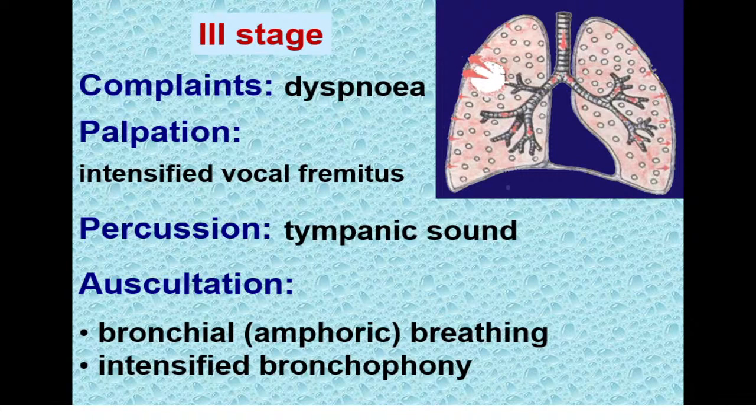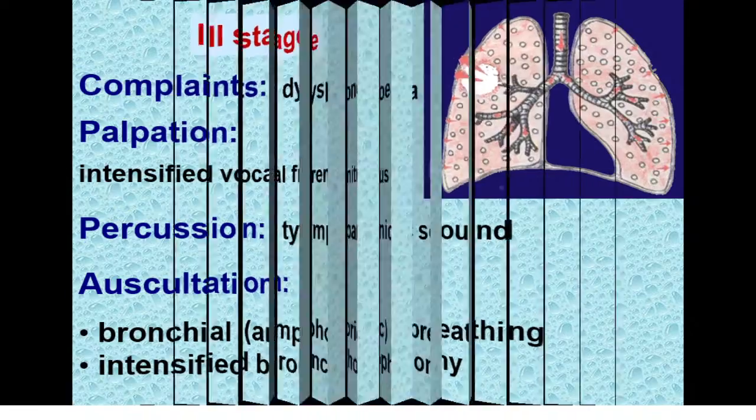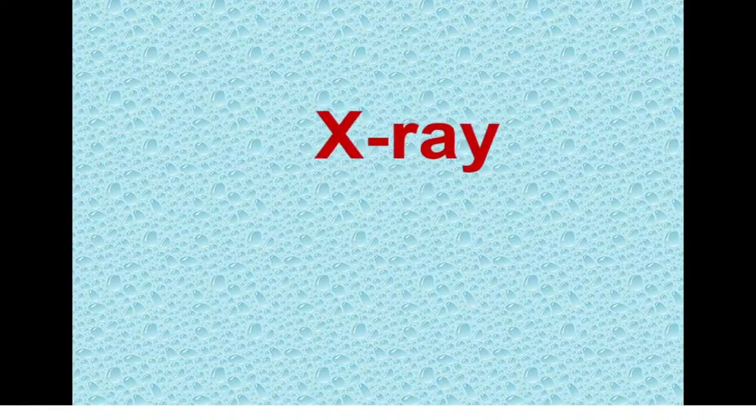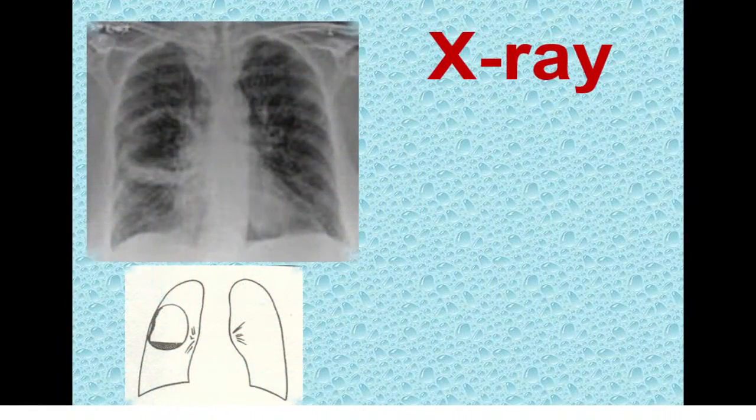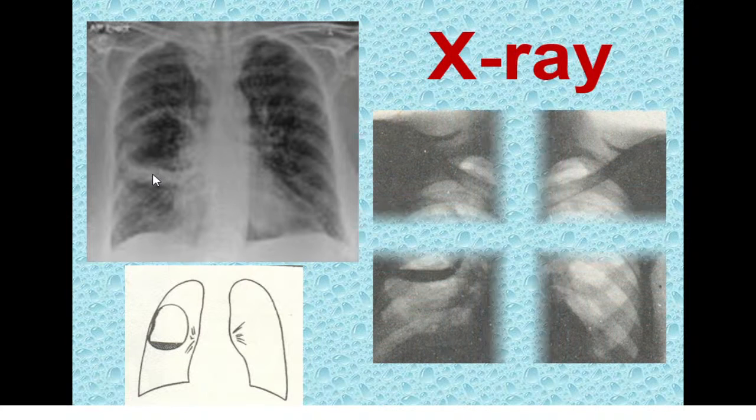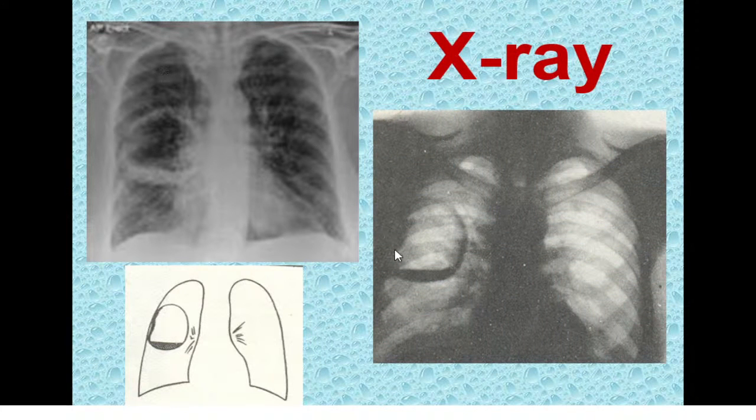Final stage, destructive process with formation of cavity. X-ray examination reveals an empty cavity; we will see only its connective tissue coating. Now you see this patient will have significant dyspnea because the whole right lobe is destroyed.